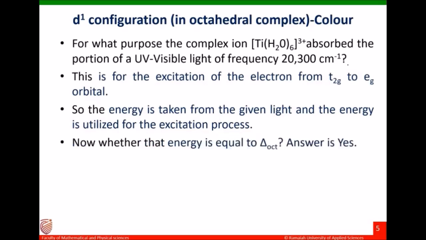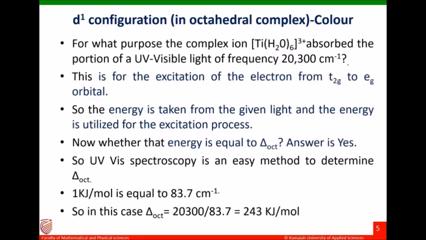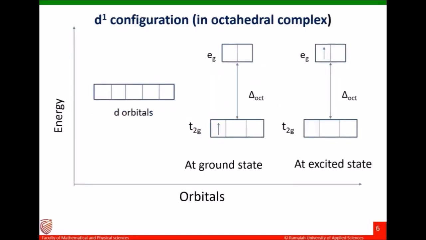Now, is that energy equal to delta octahedral? Answer is yes. The energy required for the excitation is equal to delta octahedral. So UV visible spectroscopy is an easy method to determine delta octahedral. 1 kilojoule per mole is equal to 83.7 centimeter raised to -1 wave number. So in this case, delta octahedral will be 20,300 divided by 83.7, that is 243 kilojoule per mole.